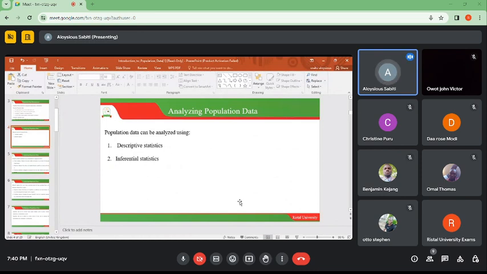So we're looking at how population data can be analyzed using descriptive statistics, and what we call inferential statistics. When we're talking about descriptive statistics, we are looking at summarizing the key characteristics of a population data set, and the measures for descriptive statistics include a measure of the central tendency. And when we're talking about central tendencies, we are looking at measures such as mean, median, and mode.